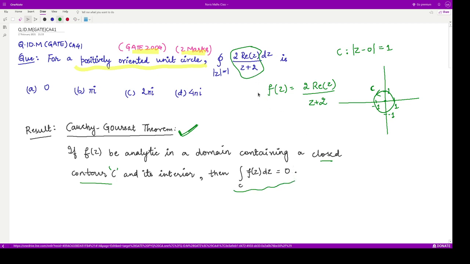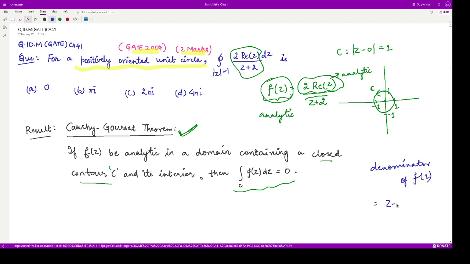So now we have to check whether this function f of z is analytic inside this particular curve C. For that, this part is obviously analytic. In order to check the analyticity, we first see whether this whole function f of z becomes infinite at any point or not. So for that we just check the denominator of f of z, that is z plus 2, is it equal to 0 at some point? If this is so, we have a problem.